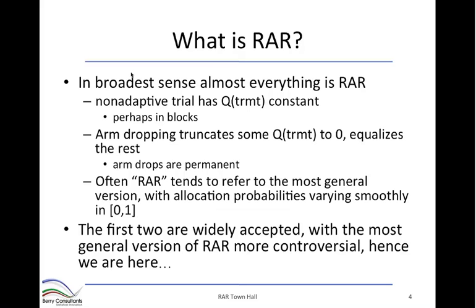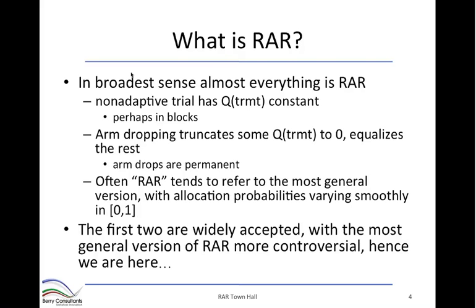If I'm doing arm dropping, that queue of treatment function, what I'm really doing is truncating some of those down to 0 and equalizing the rest. So whatever my driver function is, I eliminate some arms, those are permanent in this case, and then I equally allocate the remaining arms.